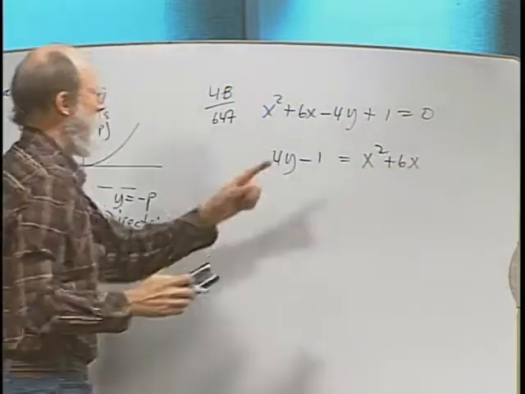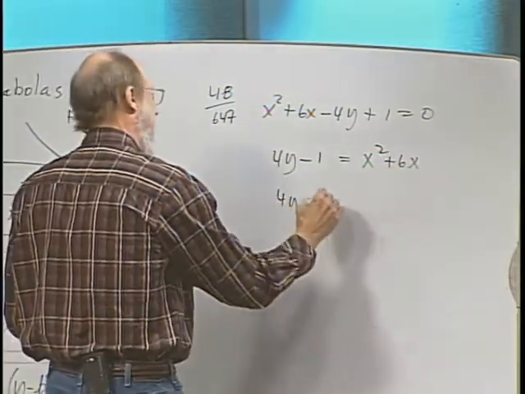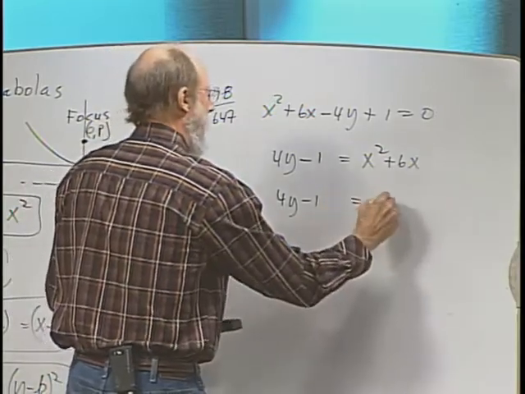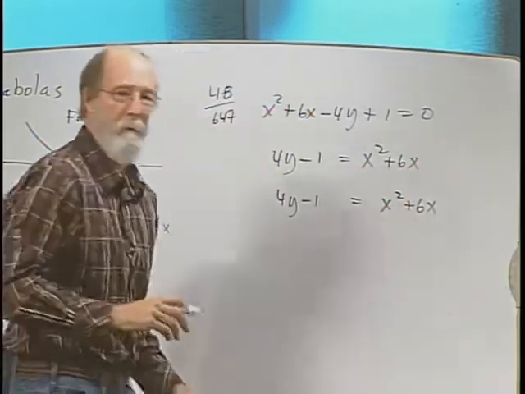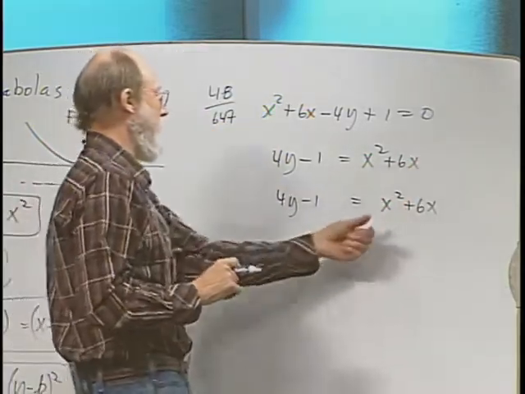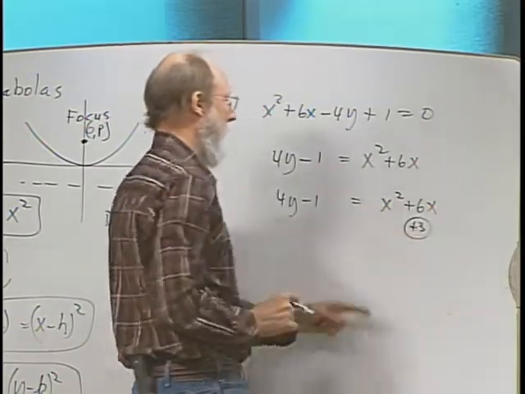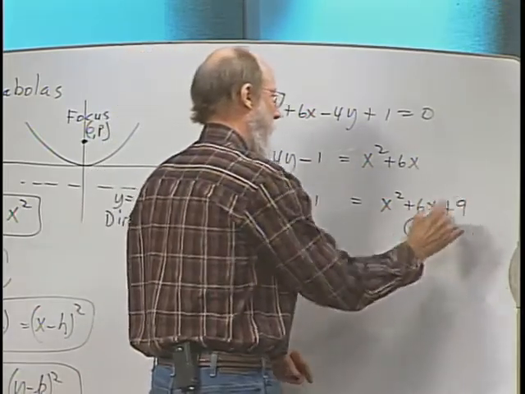Okay, now we need to complete the square. So what we have to do with this is, I'm going to leave a little space, x squared plus 6x. And remember, completing the square, a very important process in algebra, is we take half the linear coefficient, which is 3, positive 3. I suggest you write it down and circle it. Square it, becomes plus 9.